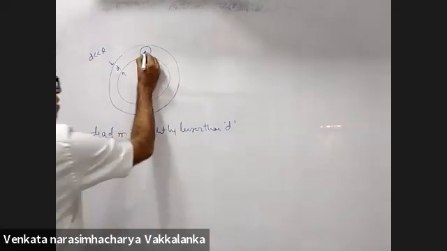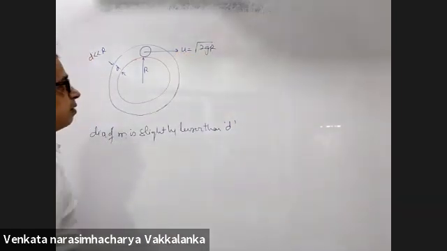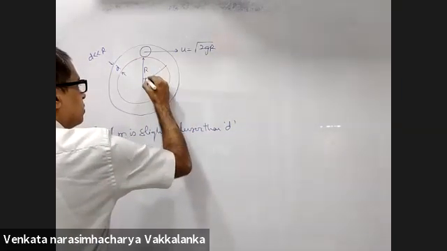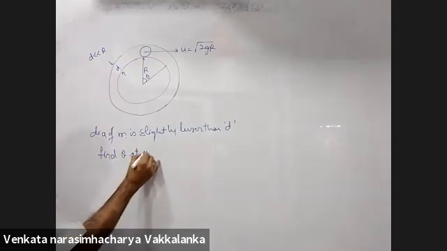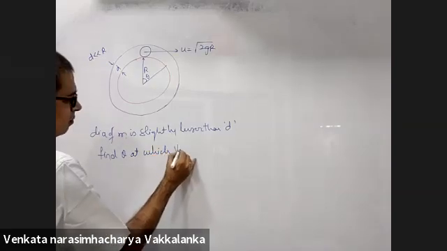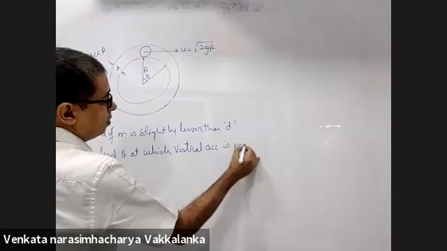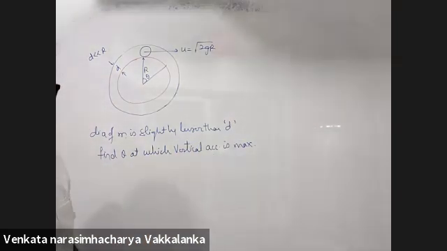Now this is of certain significance. The initial velocity given is under root 2gr. Find the theta at which vertical acceleration is maximum.